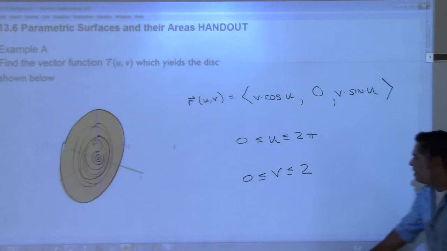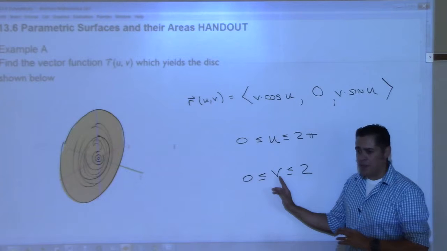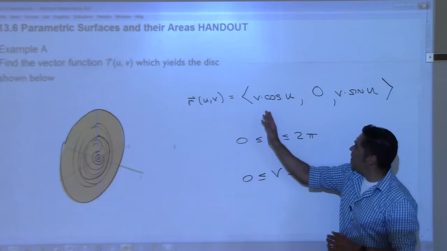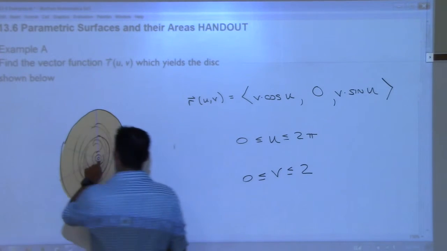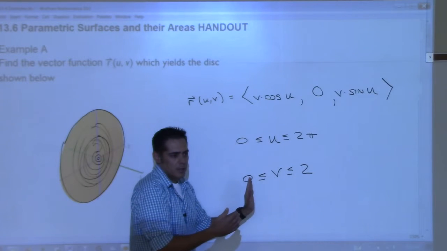The way you can kind of think about it is this. Let's start by fixing v to be something. Let's let v be 0, all right? And plug in here, what would we get? 0, 0, 0. So that would draw me the origin, wouldn't it? Now let v be a little bit bigger than 0, okay? Just a little bit bigger.